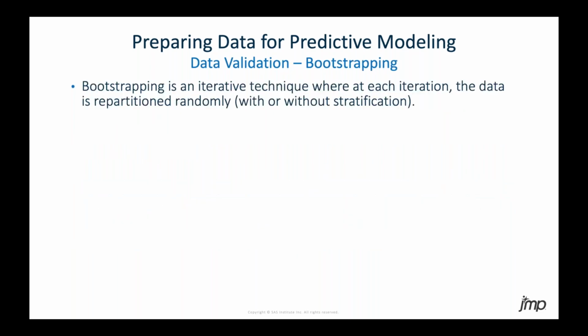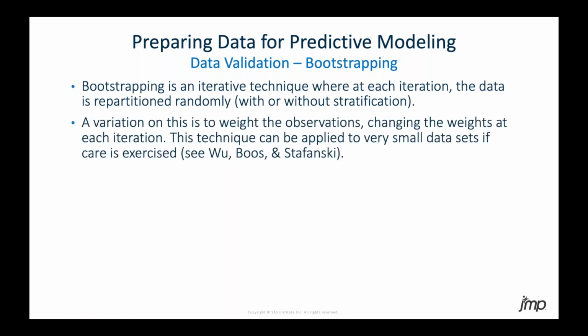So a variation on this is bootstrapping. Holdback is just one pass. With bootstrapping, I sort of get the advantage of being able to do what I just said previously with smaller data sets. So it's an iterative technique, and at each iteration, the data is repartitioned, either randomly or with stratification. And then what I do is I collect my fits at each step to see how much variability I have, to see how well my models fit. So that's a technique as well.